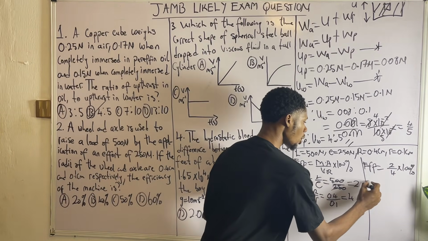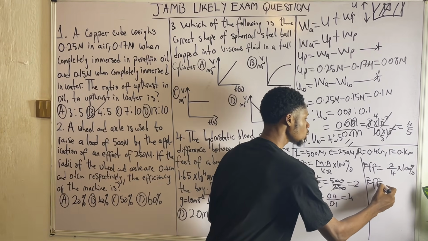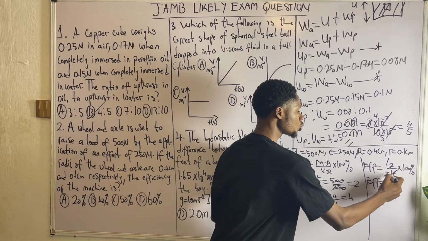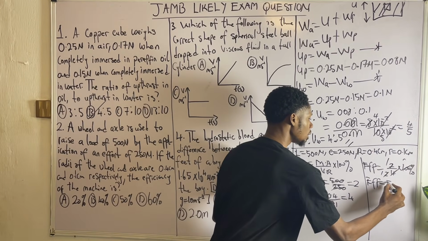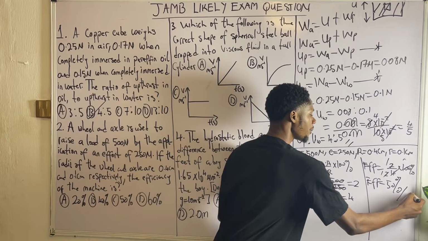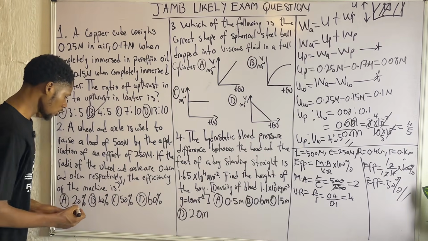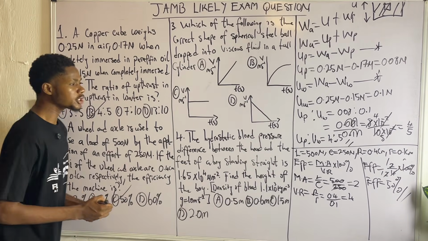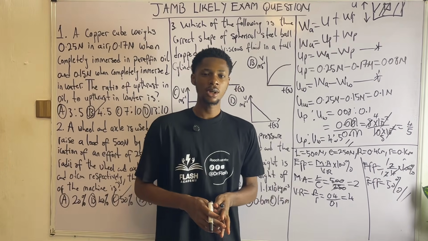Percent. Okay, so efficiency will be equal to 2 here is 1, 2 here is 2. 2 here 1, 2 here is 50. So we're going to be left with 50%. Very, very easy. And that gives us option C.